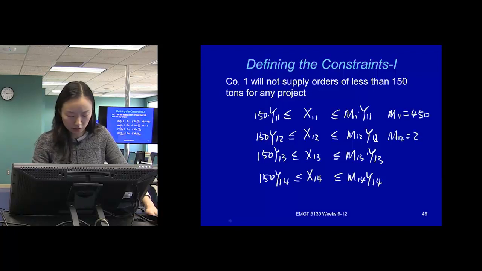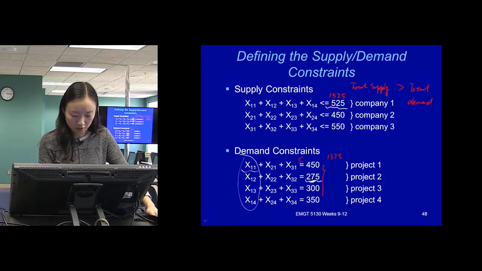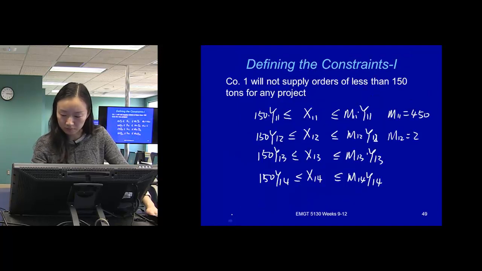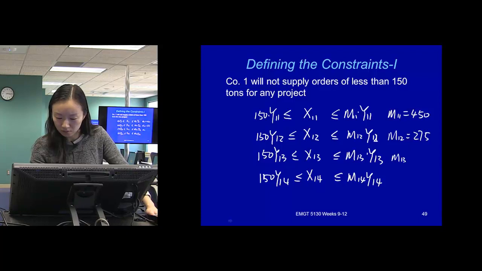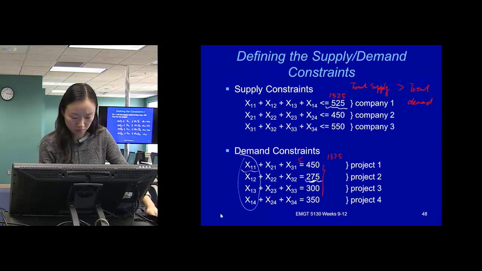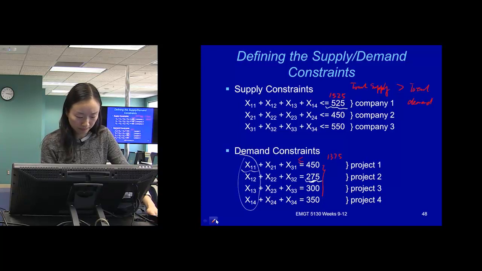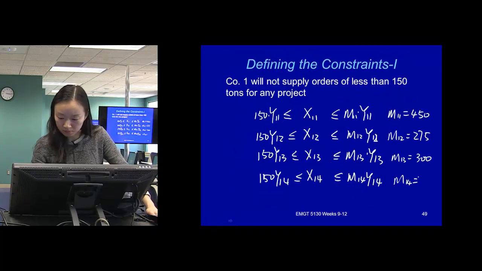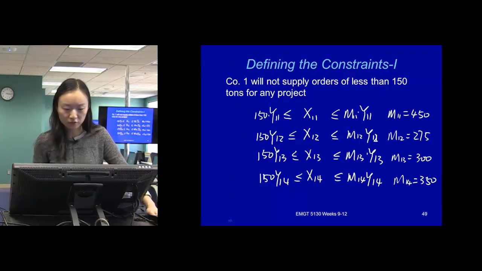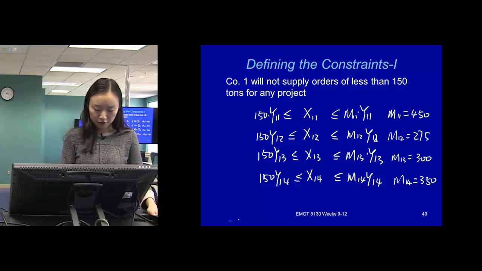For X12, I think that's the one we just talked about, 275 as compared to 450. 275, 300, down to here, 350, right? Okay, so that's easy for the first constraint.